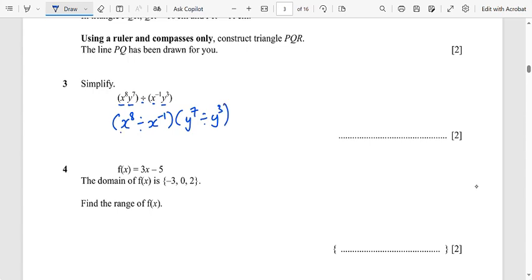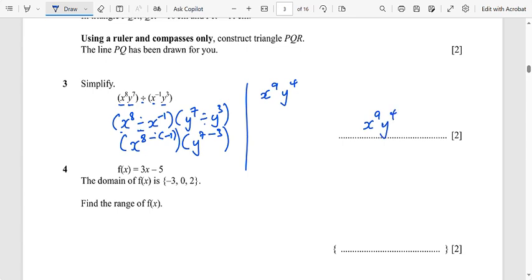So if we are dividing numbers of the same base, it simply means that we're going to be subtracting. So the first bracket, we're going to have x to the power 8, subtract because we are dividing, but we are also subtracting a negative number. In the next bracket, this is y to the power 7, subtract 3. So what we get there is x to the power 9, because 8 minus -1 is 8 plus 1. Then y to the power 4. So that's our final answer, x to the power 9, y to the power 4.